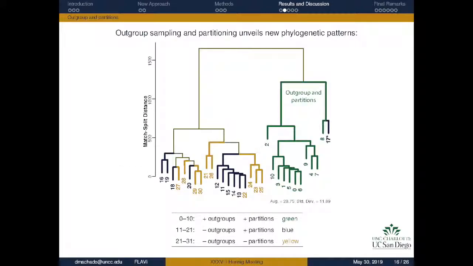A clustered analysis of different cladograms, organized by their distance, shows that outgroup sampling and partitioning together generated trees that are similar to each other and different from all others. The dendrogram indicates that the inclusion of outgroups allied with the annotation of the genomes significantly impacts tree search experiments.